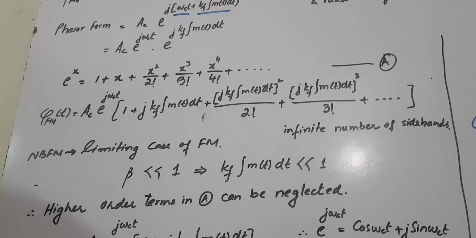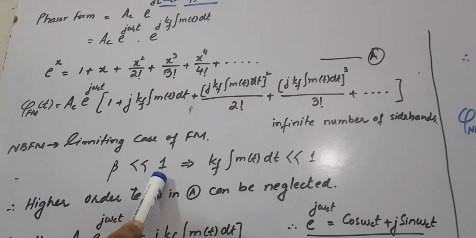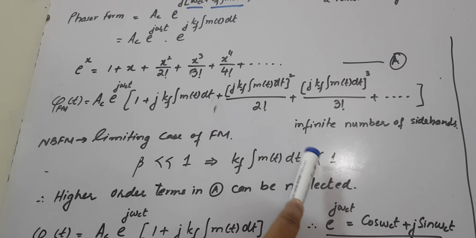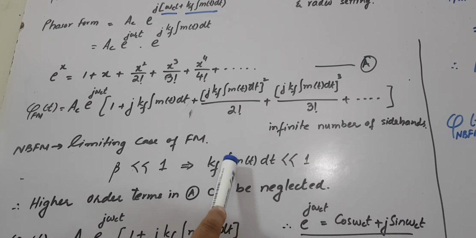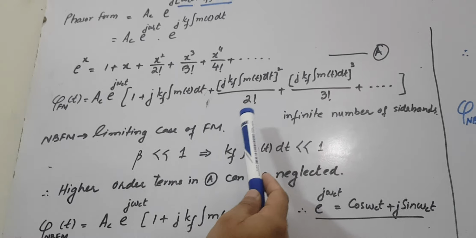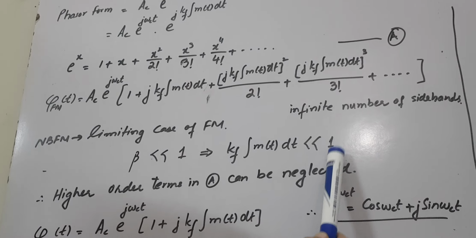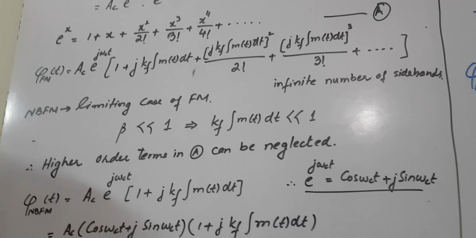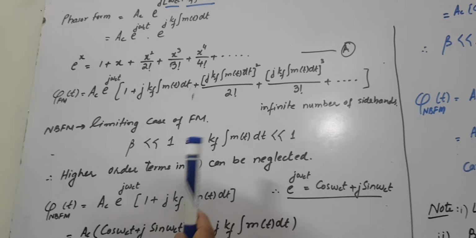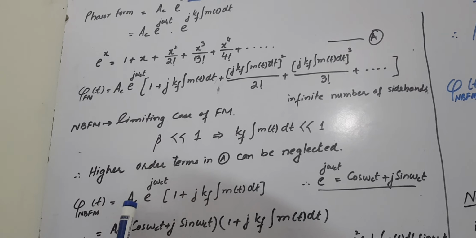And the limiting case of FM is the narrowband FM, where beta is much less than 1, or you can say k_f times the integral of the message signal is much less than 1. So you can use this assumption in equation A. If beta is much less than 1, then the higher order terms are very small, so you can ignore them, and the remaining equation is this one.